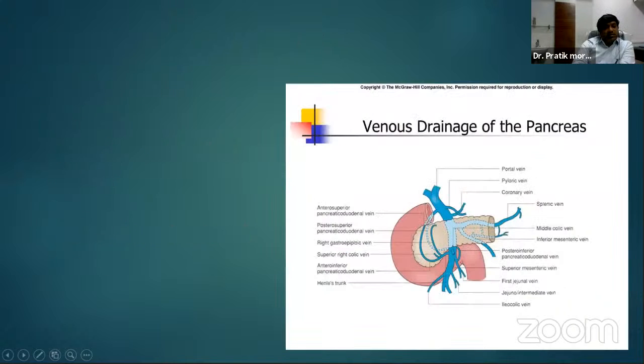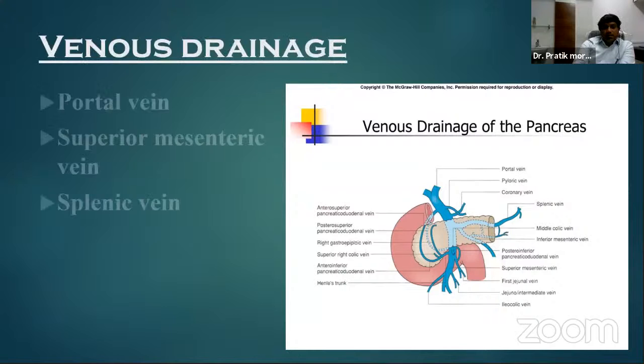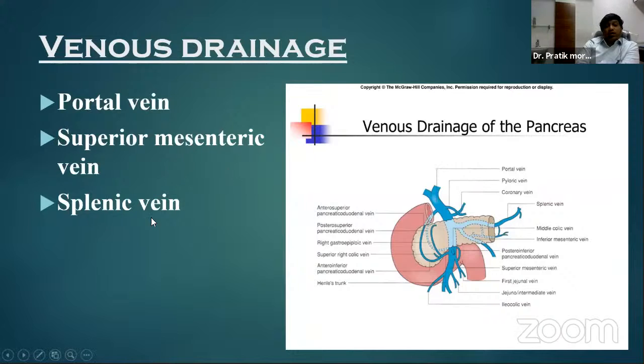Then venous drainage, again the same names. That is the splenic vein, superior mesenteric vein, and the portal vein. The splenic vein collects the entire drainage from this side, the superior mesenteric vein collects from here, and both of them, the superior mesenteric vein and splenic vein, unite to form the portal vein. There are several small veins, tributaries of the superior mesenteric vein and tributaries of the splenic vein, which collect the drainage.